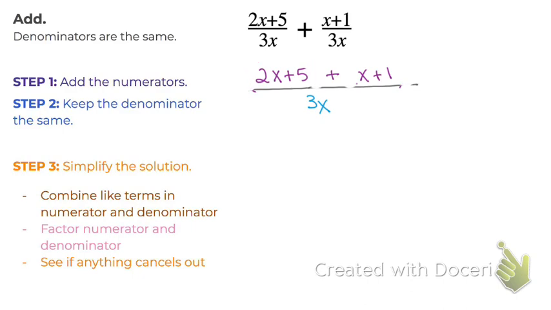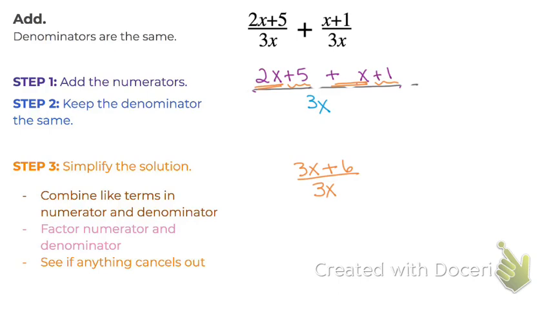So if we take a look at it now, we're looking for any like terms. I see I have a 2x and I have another x, so that adds to 3x. And then I have a positive 5 and a positive 1, which adds to 6. And then in the denominator, I have a 3x. Nothing else down in the denominator would be combined with that.